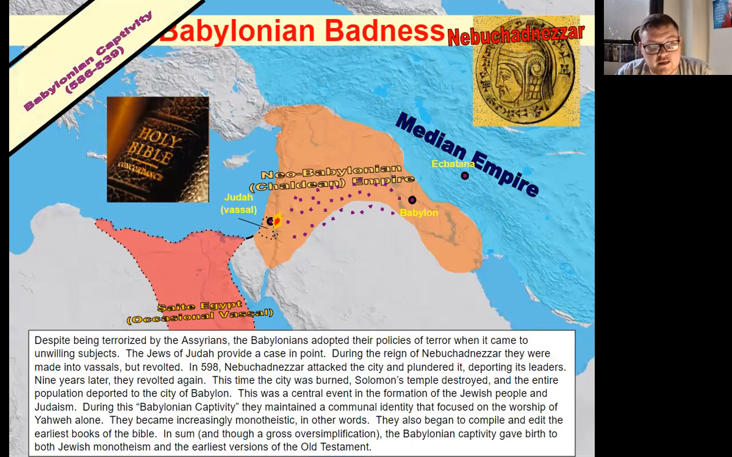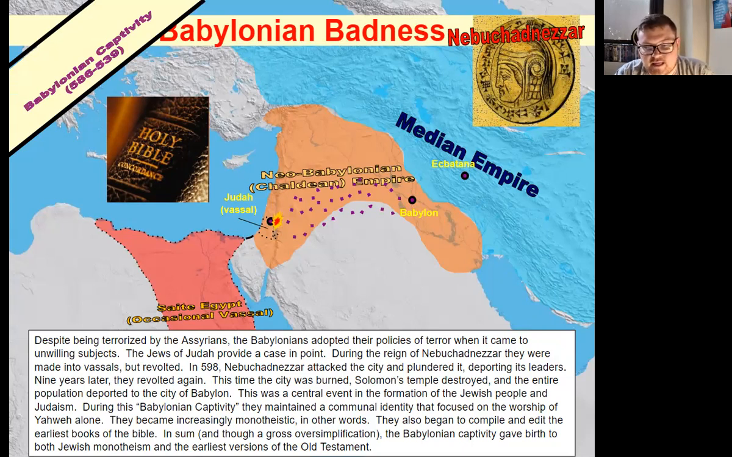During the reign of Nebuchadnezzar, they were made into vassals but revolted. In 598, Nebuchadnezzar attacked the city and plundered it, deporting its leaders. Nine years later, they revolted again. This time, the city was burned to the ground. Solomon's temple was destroyed, and the entire population was deported to the city of Babylon. This was a central event in the formation of the Jewish people and the Jewish religion itself. This is also extremely important. It's a big event in the Bible.